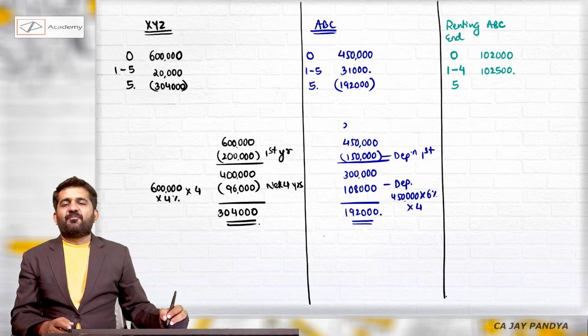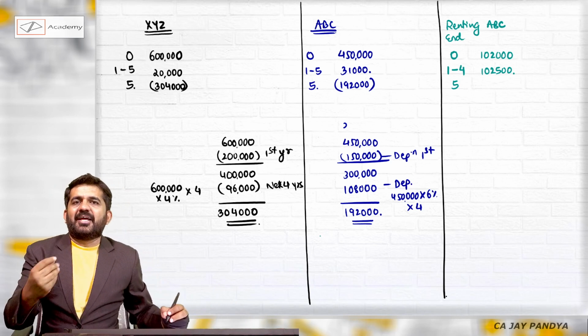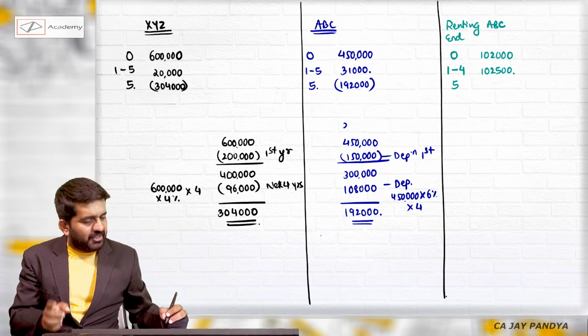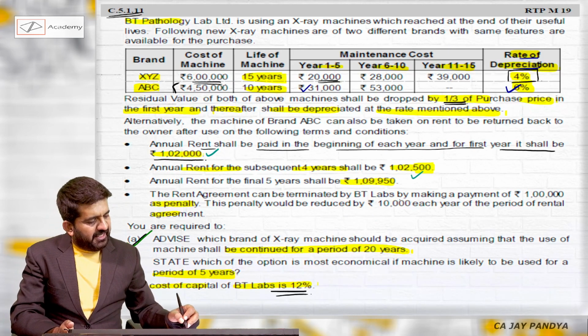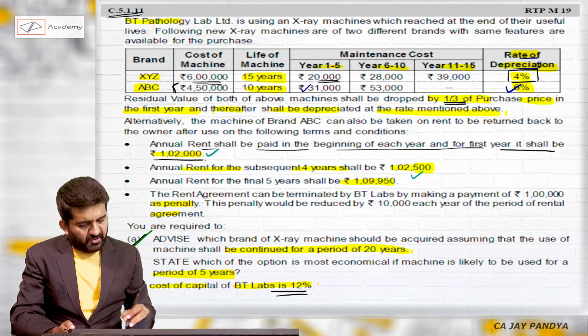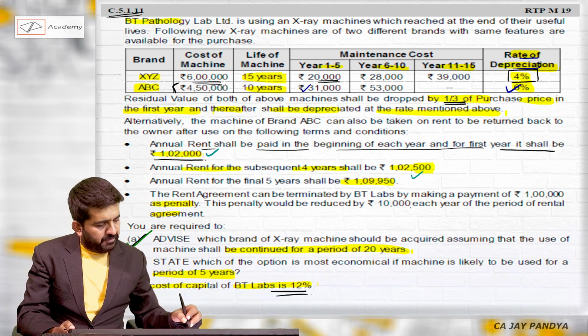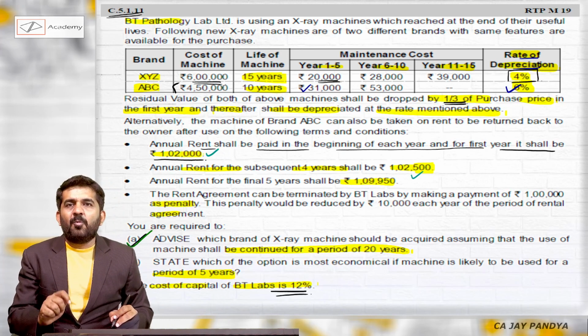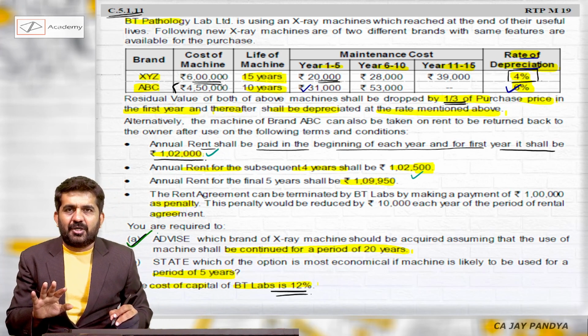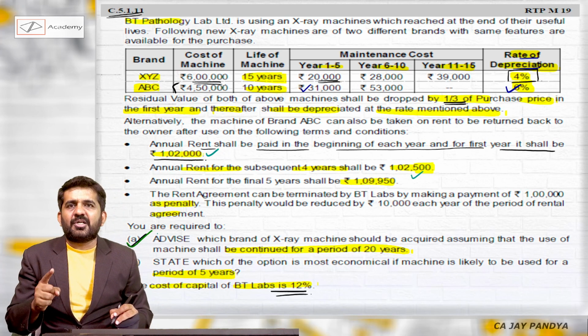And at the end of the fifth year, what do I tell? You take your machine back. I am breaking the contract. The rent agreement can be terminated by BT Labs by making a payment of 1 lakh as a penalty. This penalty would be reduced by 10,000 each year for the period of the rent agreement. How many years have I used? 5 years. 10,000 for each year.